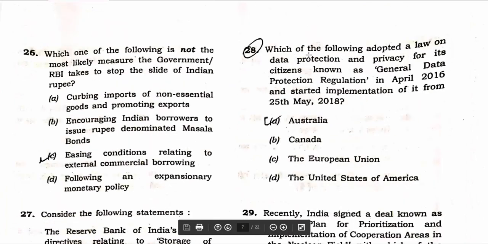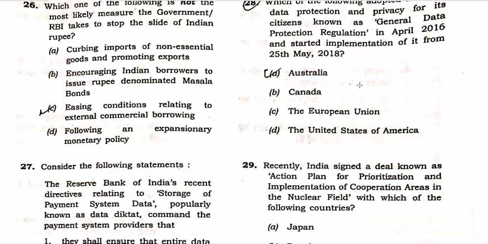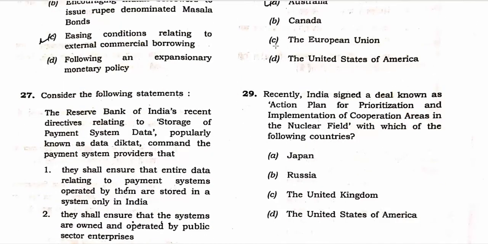Then you will be having: which of the following adopted a law on data protection and privacy for its citizens known as General Data Protection Regulation in April 2016, and they also started the implementation on 25th May 2018. So without even spending 10 seconds, you can directly get to your answer. That's the European Union, because this was repeatedly there in your newspapers. That's the 28th question. So the answer is C. You just can't spend more than 5 to 10 seconds on them.